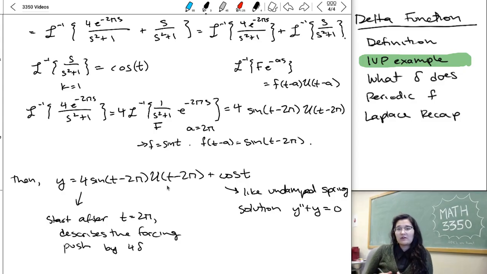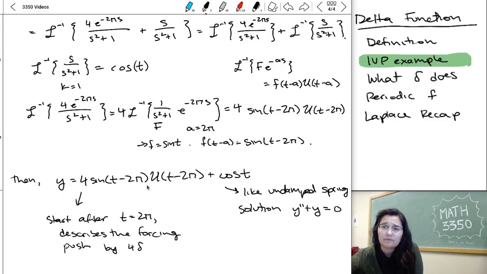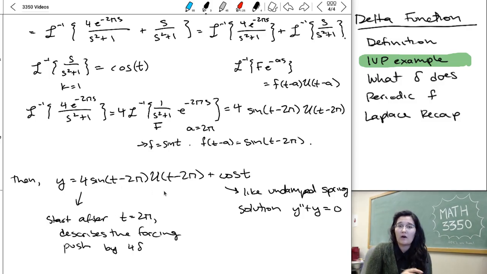And then I do want to note that once u starts to exist, like it's switched from 0 to 1, this function is always going to be here. So that delta function happened at a single instant, but then we're going to see the result of it, this 4 sine t minus 2 pi, in the solution for all time after 2 pi.